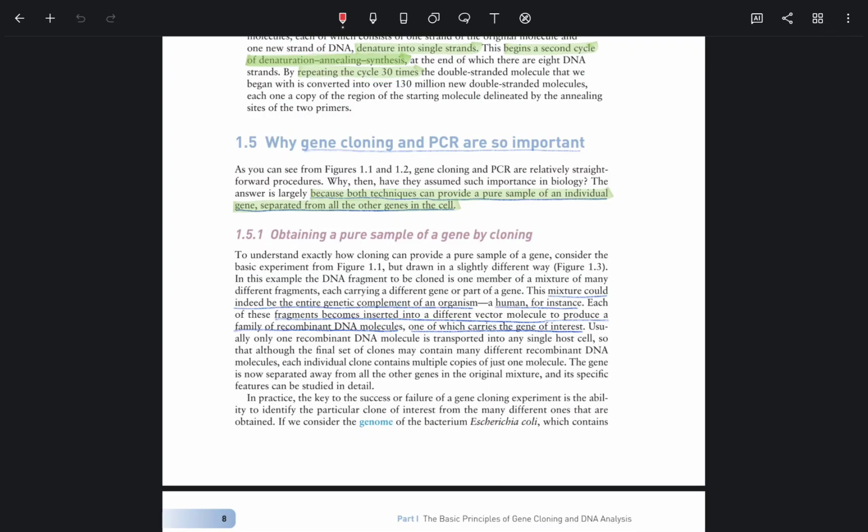Why are gene cloning and PCR so important? Because both techniques can provide a pure sample of an individual gene, separated from all the other genes in the cell. The mixture could indeed be the entire genetic complement of an organism, a human for instance. Each of these fragments becomes inserted into a different vector molecule to produce a family of recombinant DNA molecules, one of which carries the gene of interest.